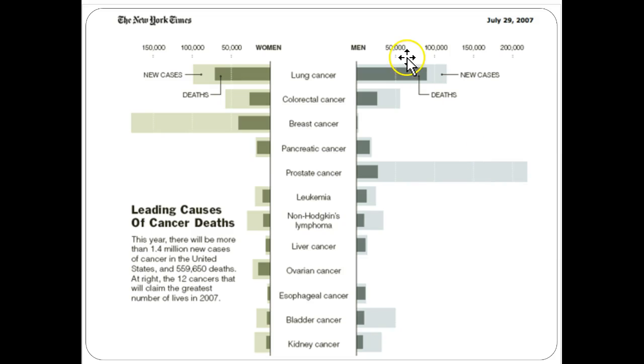So you see lung cancer, quite a few new cases, and a pretty high death rate compared to some other places. Just because a cancer is common doesn't mean it's going to be a significant killer of people, but lung cancer is kind of the balance, I guess, if you want to look at it that way. It has both a high number of new cases a year and a high death rate.